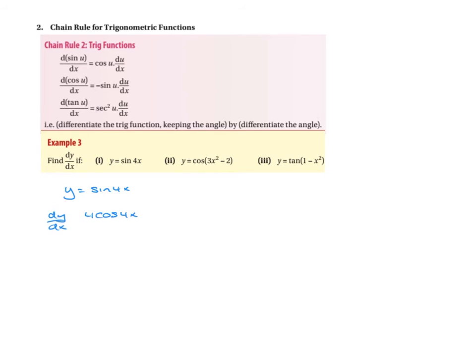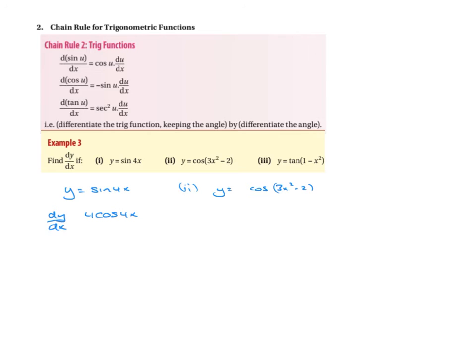Just let me go through that again. So we know that sine x would go to cos x if we differentiated it. Sine 4x goes to cos 4x, and then we have to differentiate the angle. The differential of 4x here is 4, and we multiply them together. Let's look at the second one. So we have y is equal to cos of 3x squared minus 2.